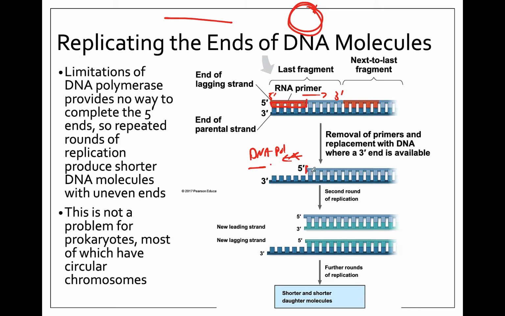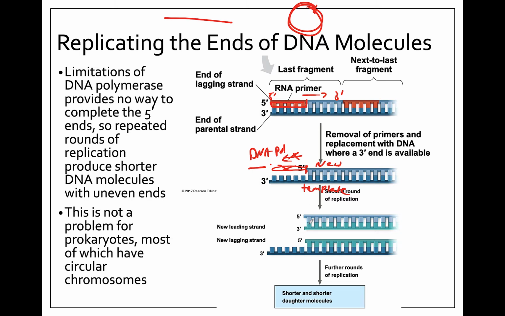So what ends up happening at the very end of replication is the lagging strand ends up just a little bit shorter than the parent strand. So this is the new copy, and then this is the template or the parent strand. And then if we go ahead and replicate this again in the next cell, the one that had the full template strand is going to be okay.